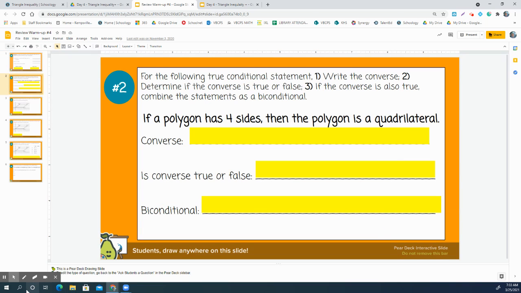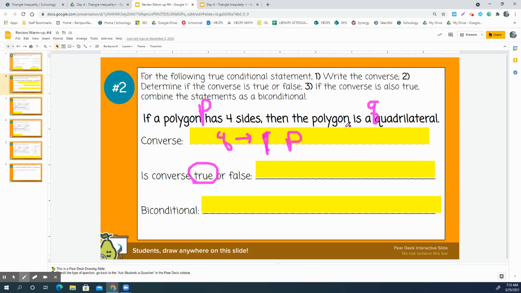If a polygon has 4 sides, so that's the P, then the polygon is a quadrilateral, that is Q. This is going to be one of our future lessons. The converse is just going to change the order. If you wanted to write QP, you could do that. Is the converse true or false? This is in fact true.